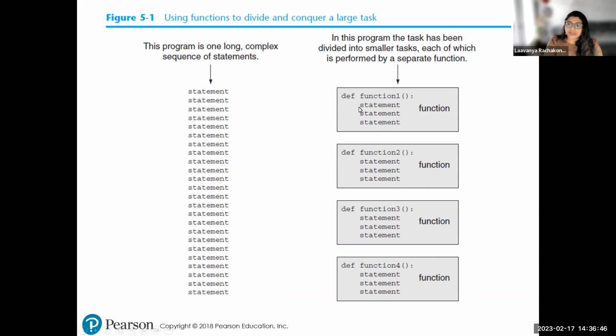All the statements underneath the function block are indented. We know this from chapter 4 as well: whichever statements are underneath the if, else, or while should also be indented. If you want to come out of this block, you can just hit backspace and your cursor is back to its original position.